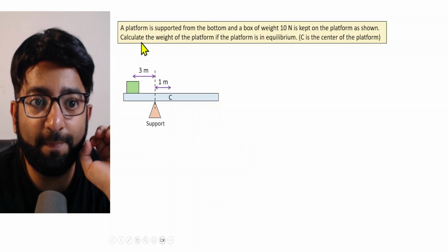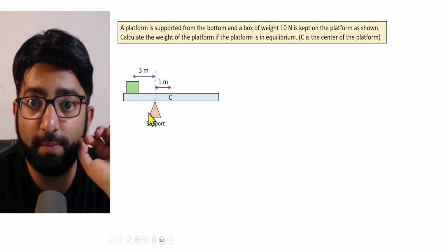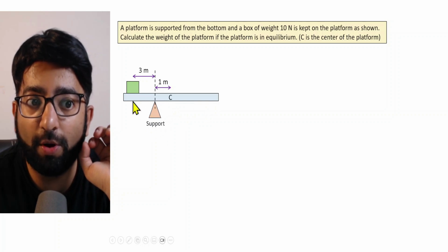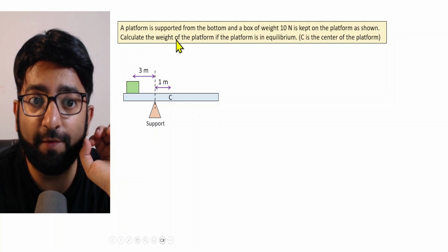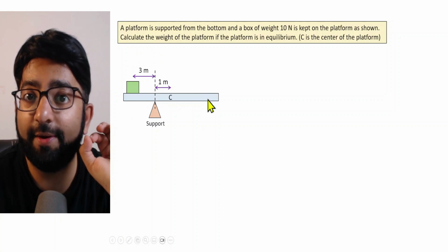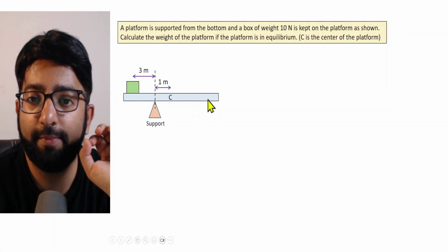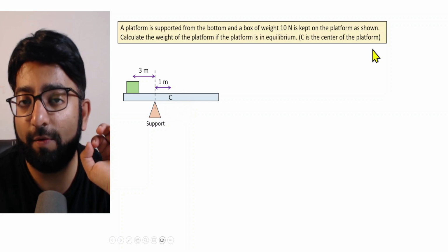In this question, we have a platform which is supported from the bottom. So this is the support. And we have a box of weight 10 newtons kept on the left hand side, as you can see. We need to figure out the weight of this platform if the platform is in equilibrium. And point C over here is the center of the platform.